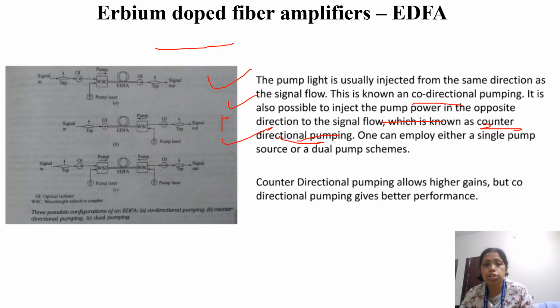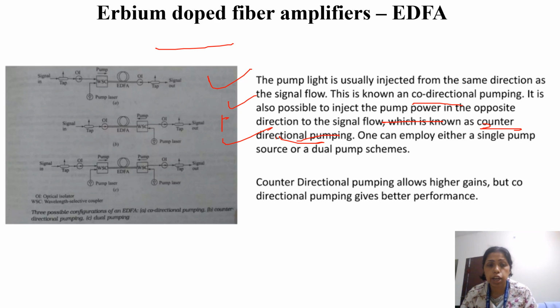When we give the pump laser from the right side, that is counter-directional pumping. Counter-directional pumping means the signal is flowing from the left side in the second diagram, but we give the pumping wavelength from the right side. So that is counter-directional pumping. In the top diagram, from the same direction we provide the signal, and from the same direction we provide the pump light. So both are in the same direction, and this is co-directional pumping. Normally we can also design bidirectional pumping.